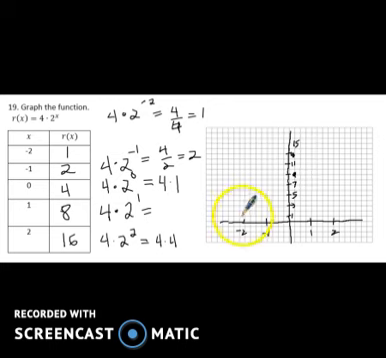When x is -2, y is 1. That's this point here. When x is -1, y is 2. Point here. Oh, sorry. Skipped over x is 0, y is 4. When x is 1, y is 8. And x is 2, y is 16, goes right here. Connect our dots. And we have this great looking exponential function graph.